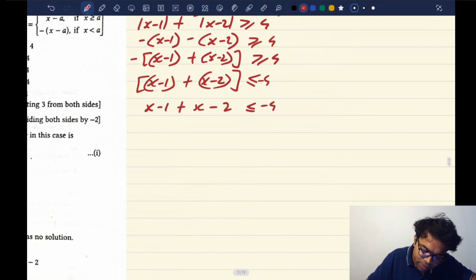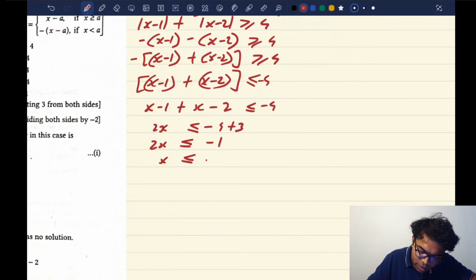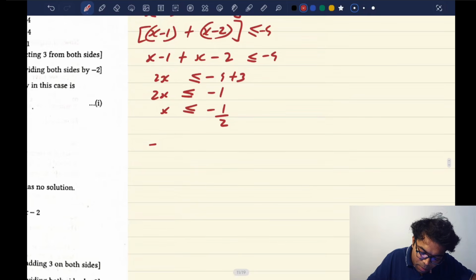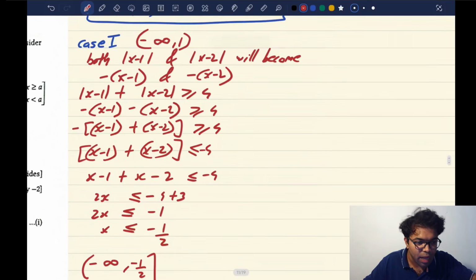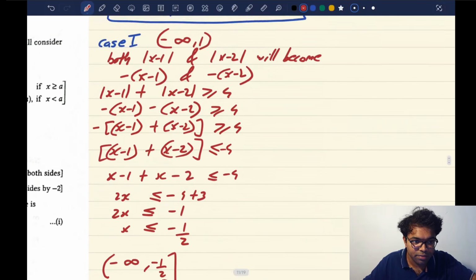I take both of them there. I'll get 2x is less than or equal to minus 4 plus 3. 2x is less than or equal to minus 1. x is less than or equal to minus 1 by 2. Okay, so I'll get minus infinity to minus 1 by 2. Okay, this is for case number 1. Am I clear? Any doubts here?